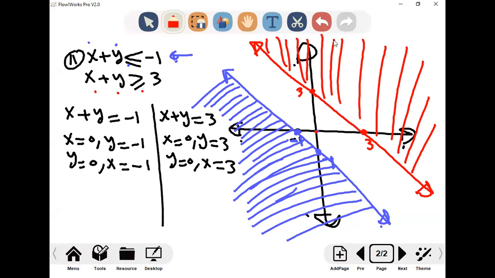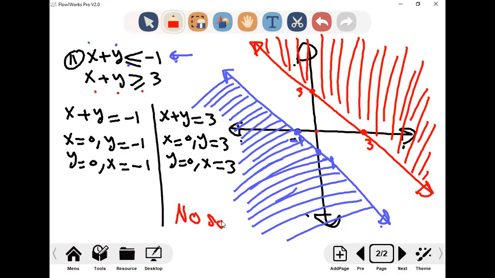Sorry, do we have common area? Common means here and here. Do we have common area? No. So here what do we say? No solutions for the system together. But for each inequality, we have solutions, okay? Copy this. Or fix your answers if you have mistakes.